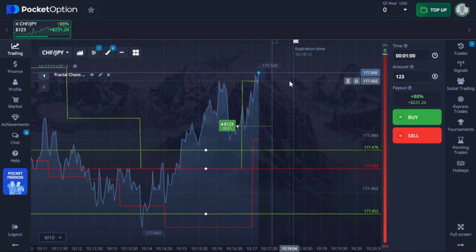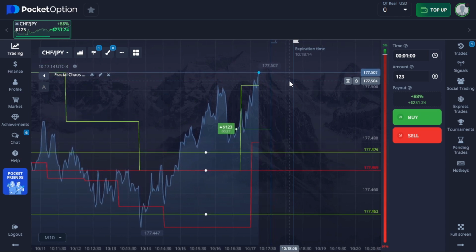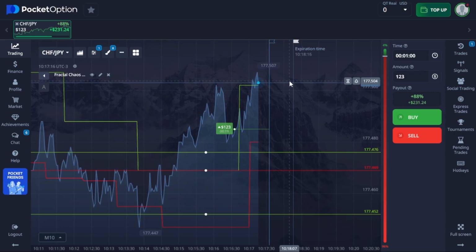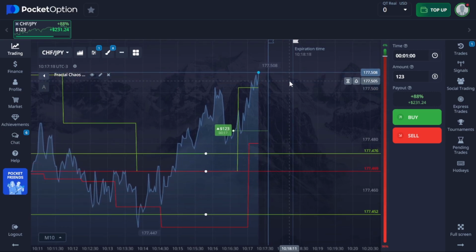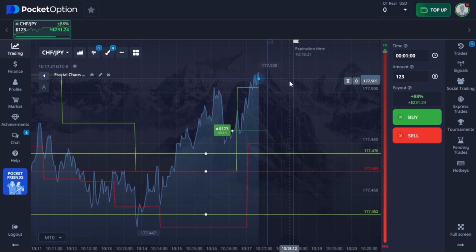The price was falling and I jumped the gun. What I did was predict that the price was going to rebound at that support level, and sometimes you don't have that.